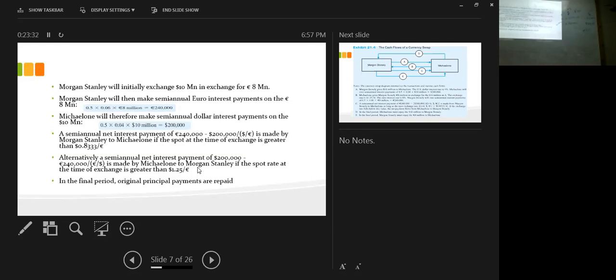So I have it there. Alternatively, if the rate is less than 0.833. When I said greater than, I meant to capture the other side. So it is less than 0.833.